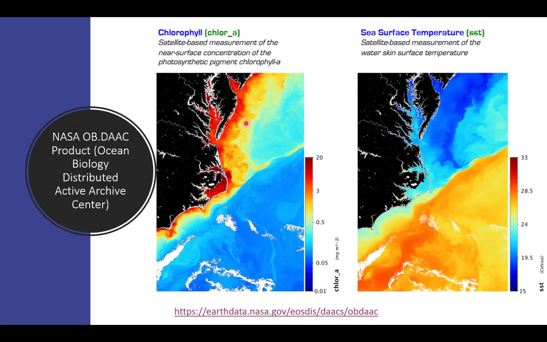So you can see the distribution of the concentration of chlorophyll A near the surface. We can see that of sea surface temperature. I'm not particularly sure which coastline this is, but it's just to give you an illustration of what is possible within the software.